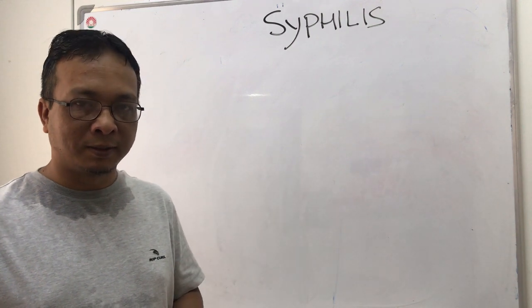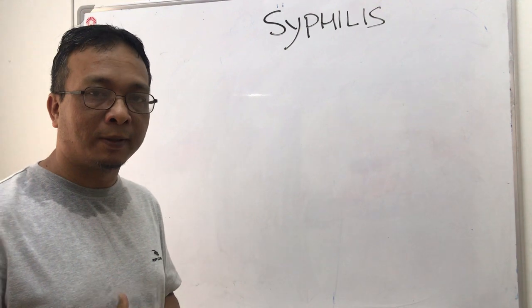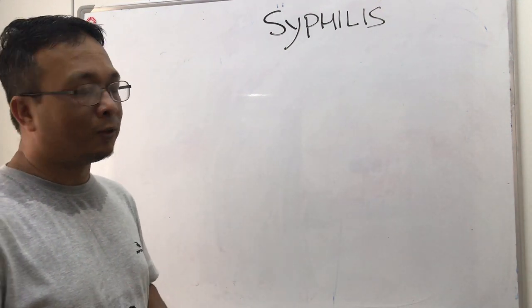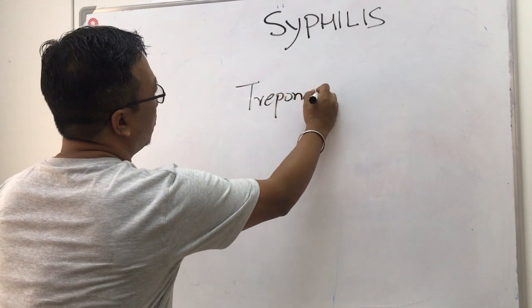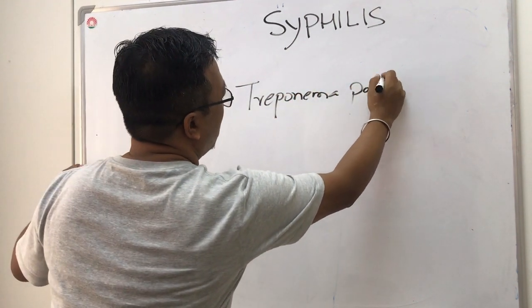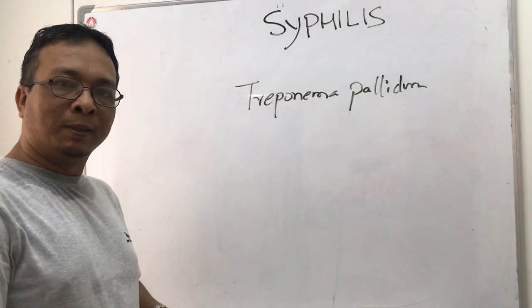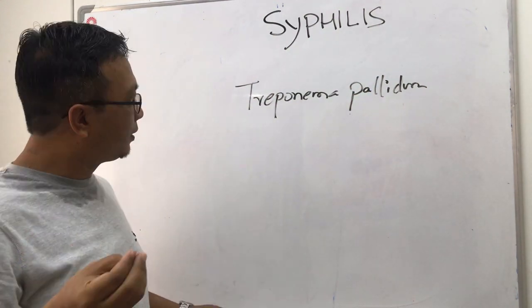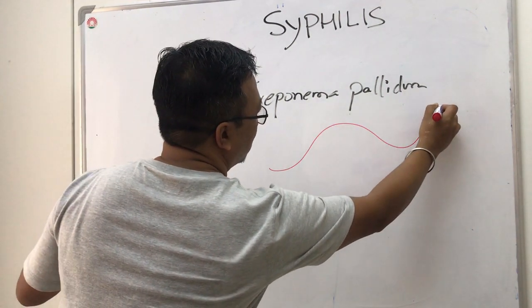Syphilis is a sexually transmitted disease. It is an STD and it is caused by a spirochete, and the name of the bacteria is Treponema pallidum. This Treponema pallidum is a gram-negative bacteria and it is spiral shaped.